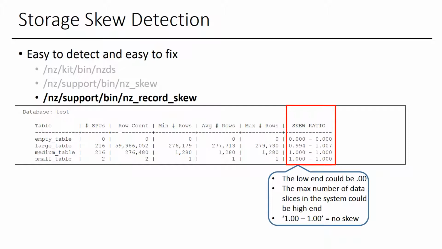Running this command against all tables in a database can take a very large amount of time because it does the full table scan. It would be better to run NZ skew first to find out the tables having a storage skew based on the VD spoo zone map table. Then use the NZ record skew command to view the skewness of an individual table.